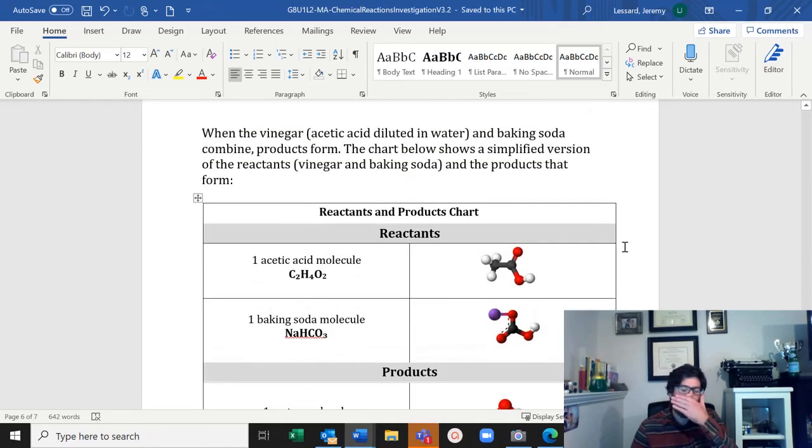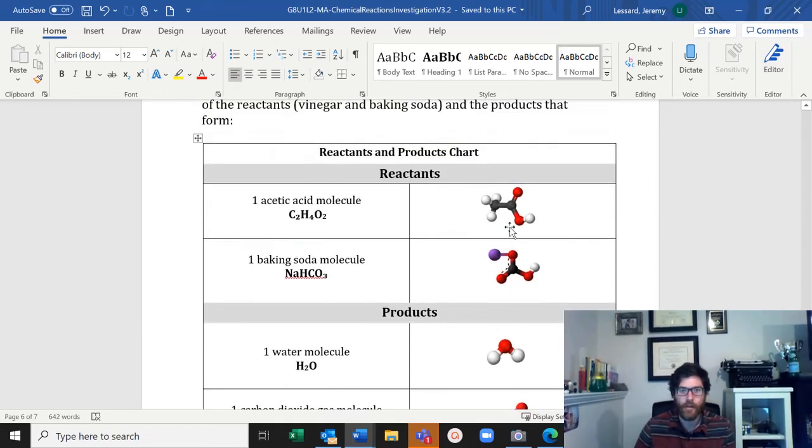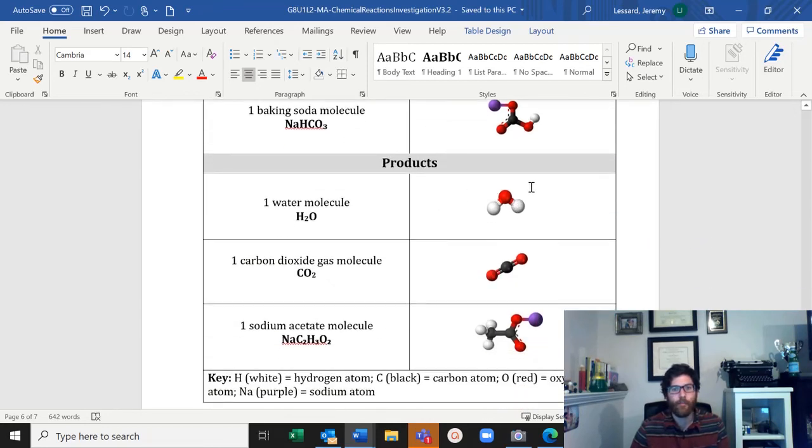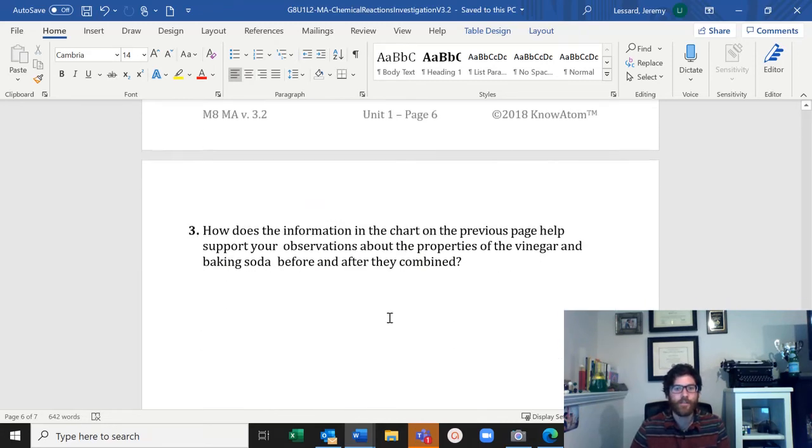Okay, so for number 3, you need to look at this chart. Think back to the PhET simulation we did about the law of conservation of mass and about what happens in a chemical reaction. Also remember that acetic acid is another name for vinegar. So remember we looked at vinegar. Vinegar's actually diluted with water, and the main chemical of vinegar is called acetic acid. So this is your baking soda and vinegar reaction looking at the models of the molecules. Okay, so think about what this chart is showing us. Think about the color scheme. And then I want you to answer number 3.